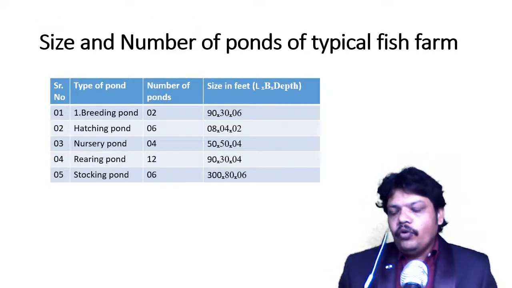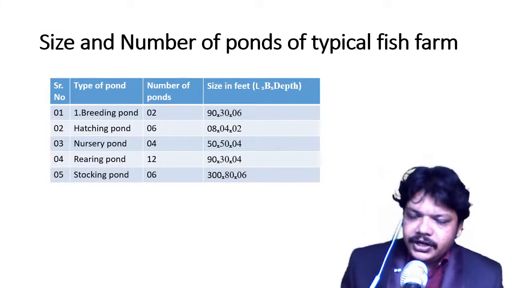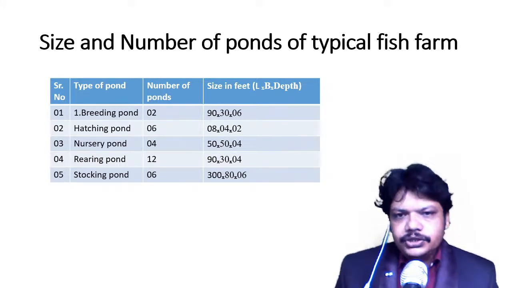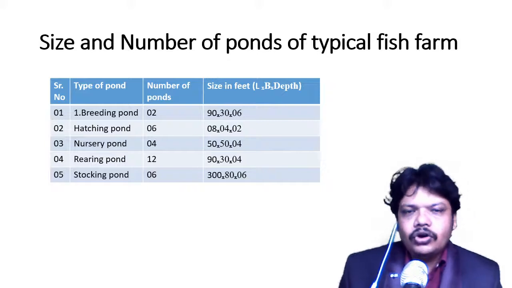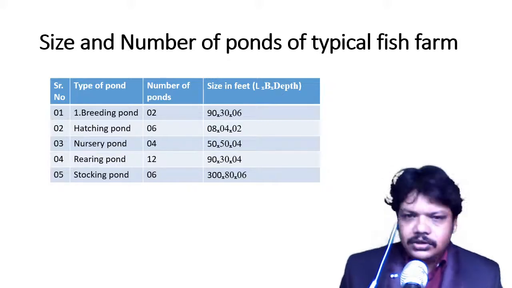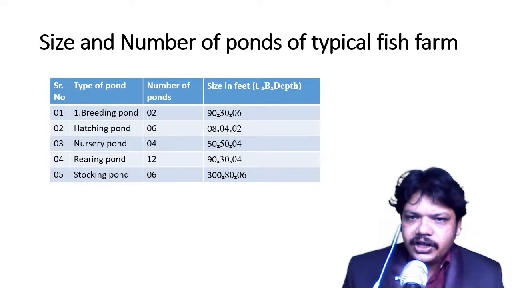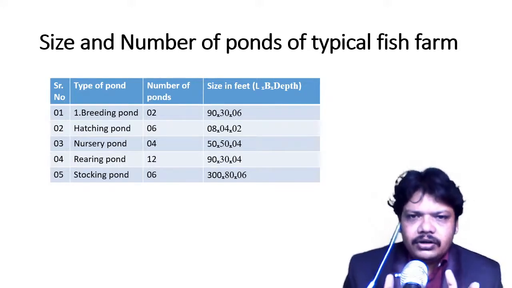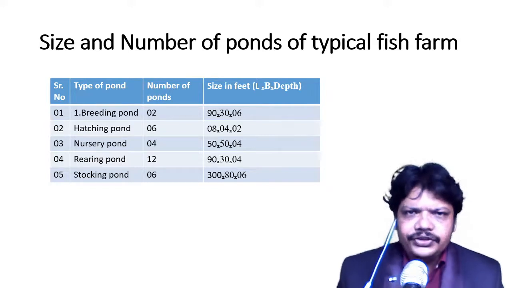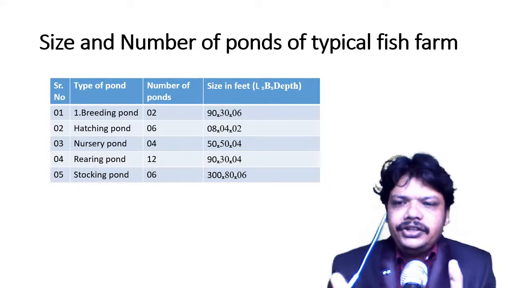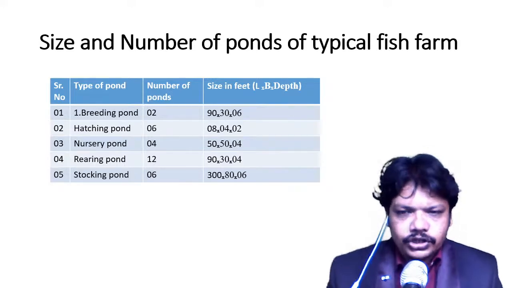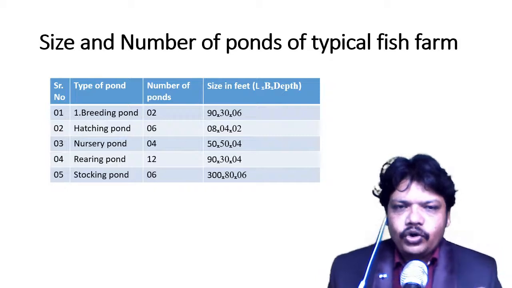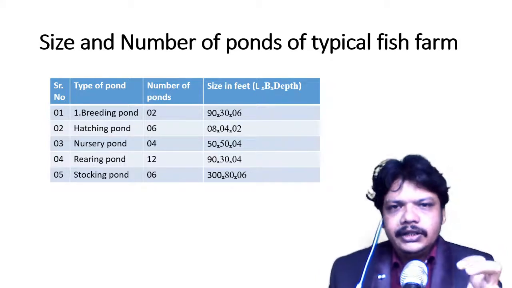We can see that until and unless the fish reach a marketable size, meaning 1 kg, 1.5 kg, 2 kg or 3 kg, or ahead of it, 5 kg, 10 kg, 12 kg, like this. From such a size of that particular fish, we can put them in the stocking pond, where we keep the fishes till the marketing size.